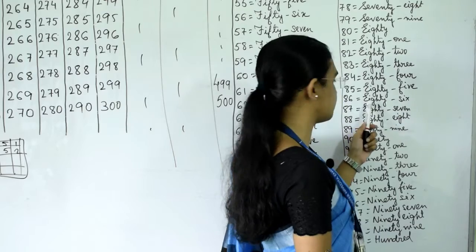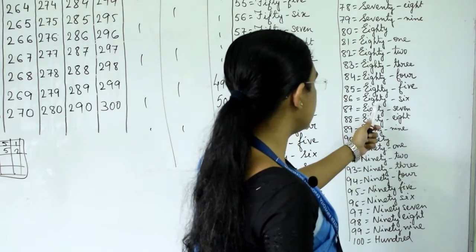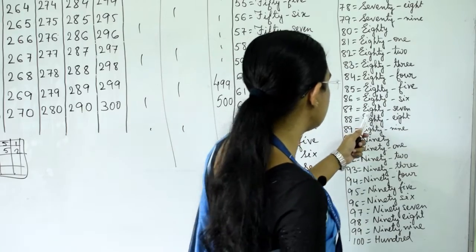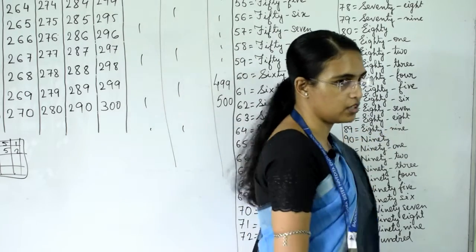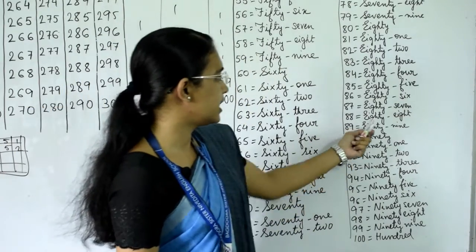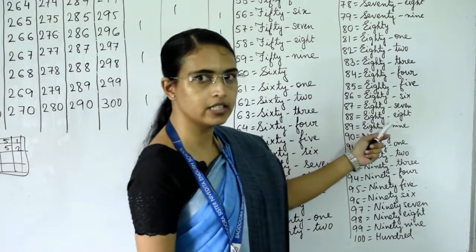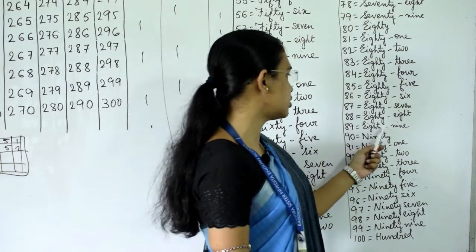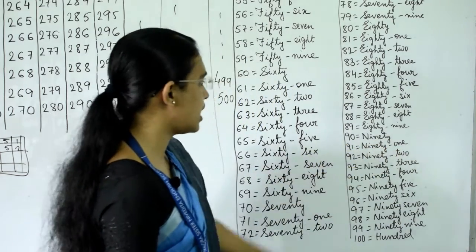Then 86, EIGHTY 80, SIX 6. Then 87, EIGHTY 80, SEVEN 87. Now 88, EIGHTY 80, EIGHT 8, 88. Then 89, EIGHTY 80, NINE 9, 89.